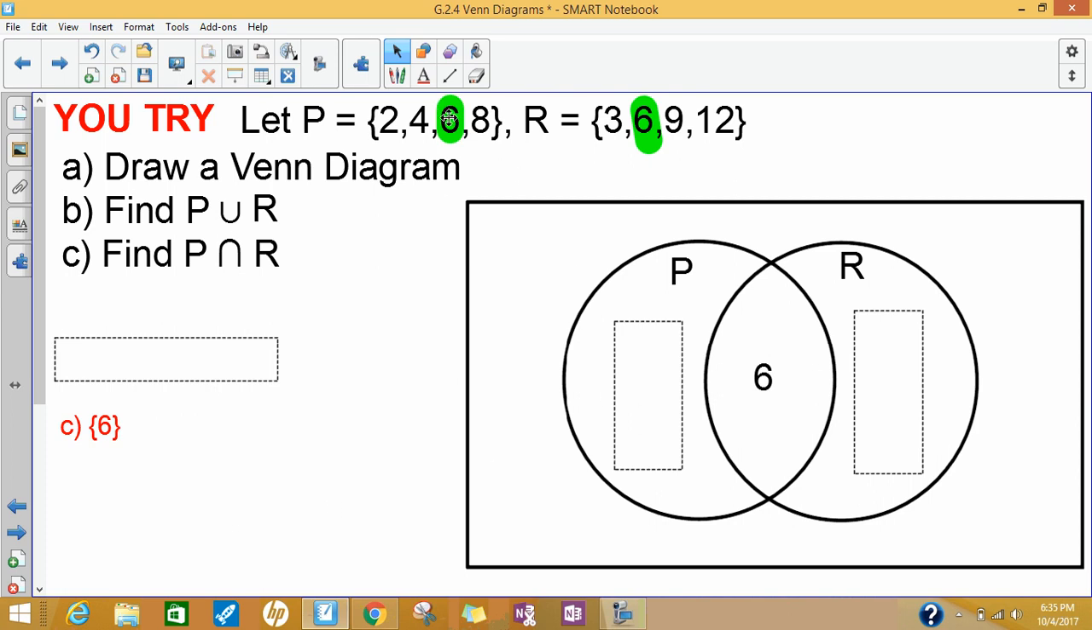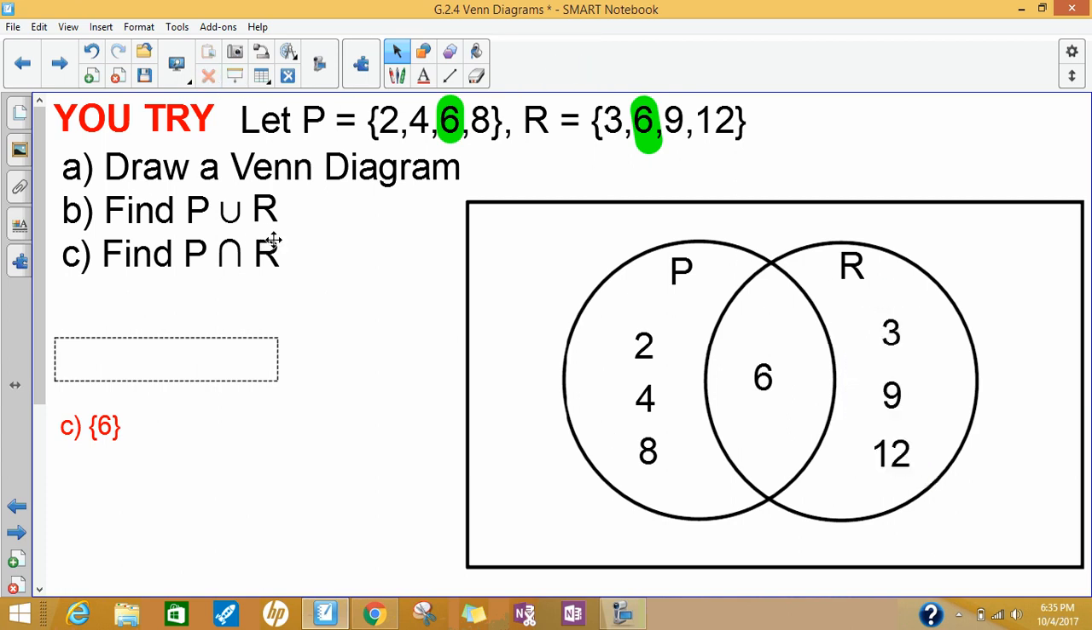So that means everything left over in P goes in this circle where the other circle is not overlapping. So 2, 4, and 8. And then in R is 3, 9, and 12. So this space represents all the numbers that are only in P. This space represents all the numbers that are only in R.